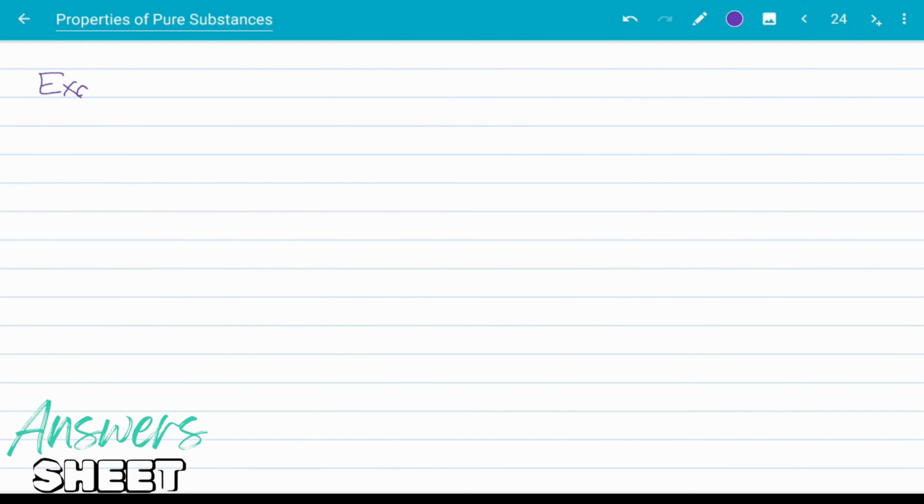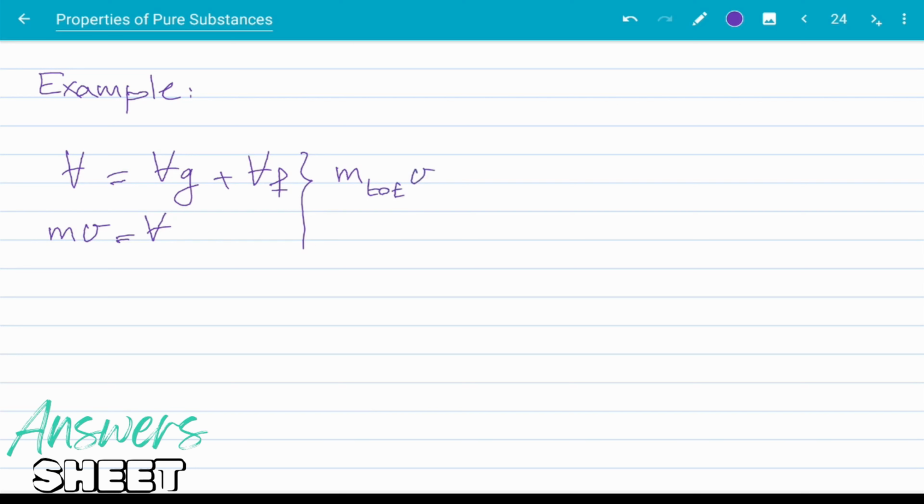Okay, how does this help us? So let's consider an example. The volume of a system is the volume of the gas plus the volume of the fluid when fluid and gas are in a saturated mixture situation. We also know that mass times specific volume is equal to volume. So total mass times the specific volume of our mixture is the mass of the vapor times the specific volume of the vapor plus the mass of fluid times the specific volume of the fluid.